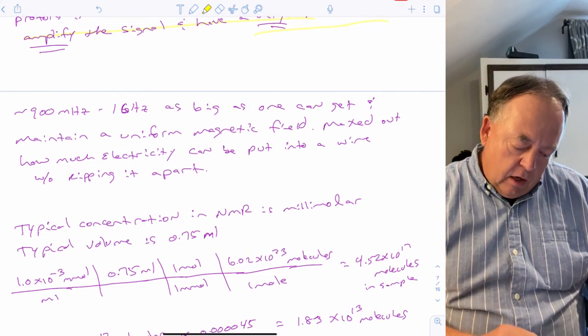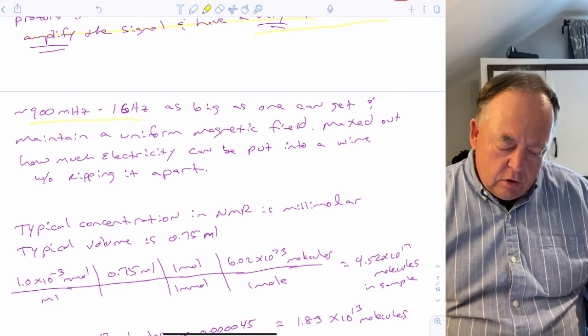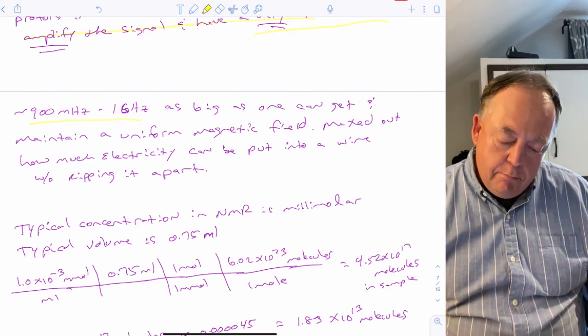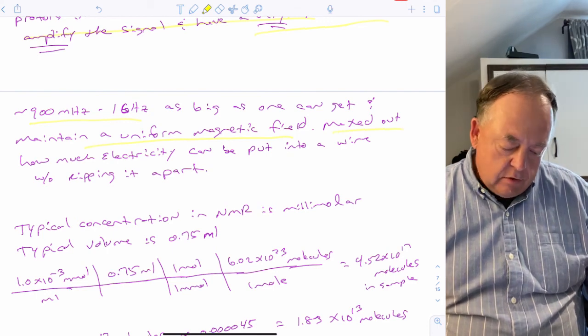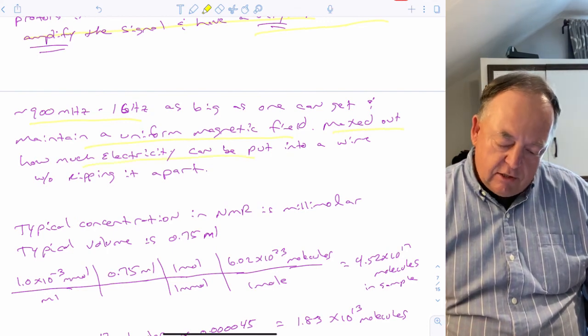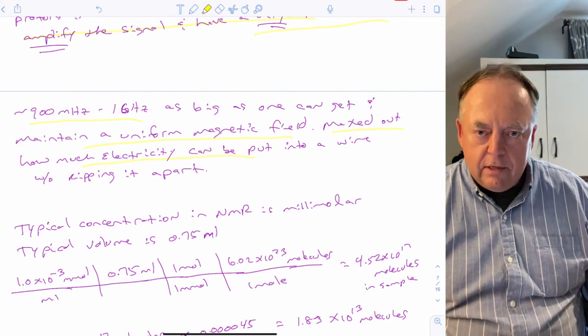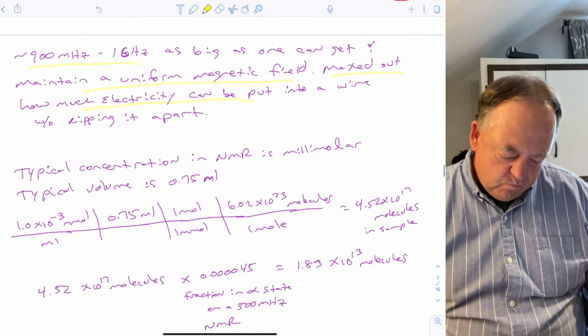Okay, so in terms of NMRs, 900 megahertz to 1 gigahertz NMR is about as big as you can get to maintain a uniform magnetic field. So that's going to max out how much electricity you can put into a wire before ripping it apart.